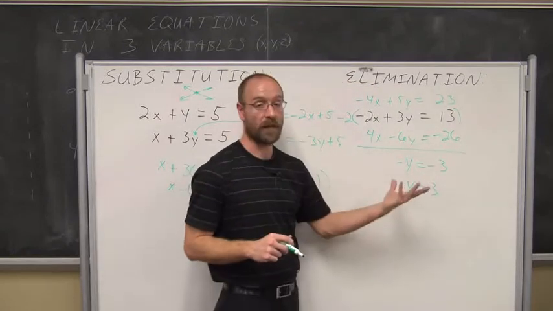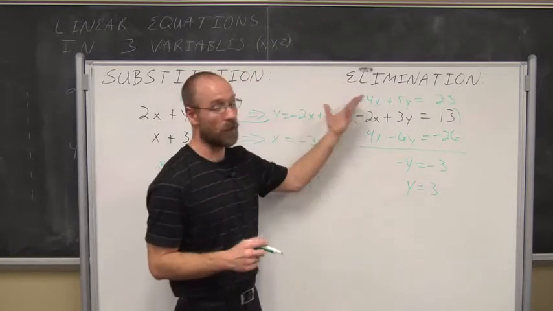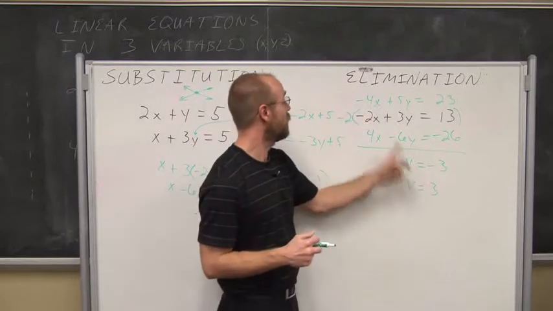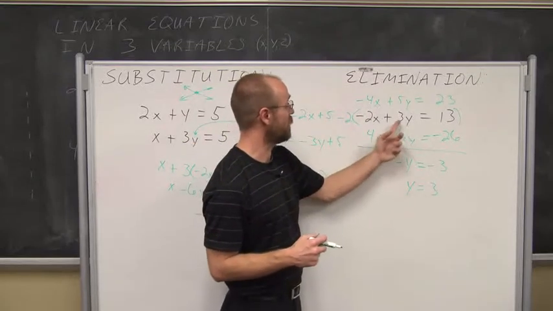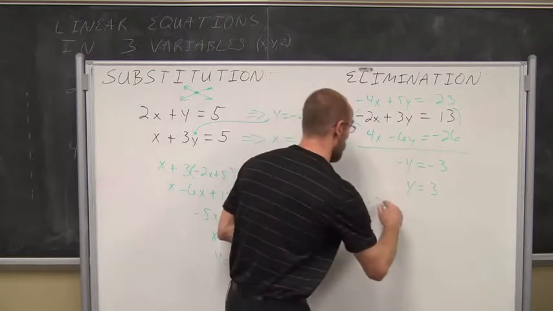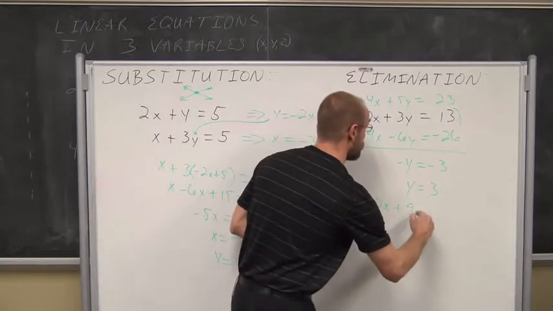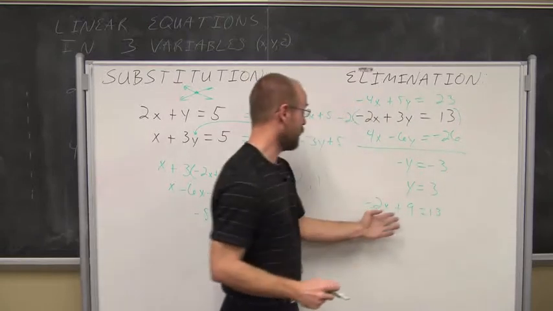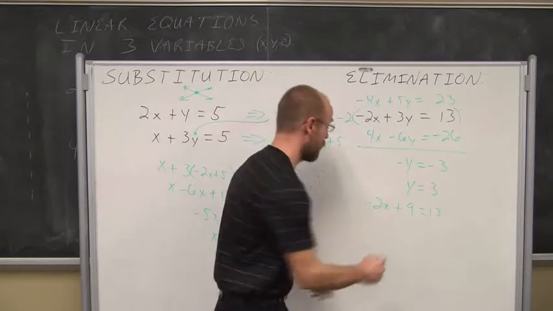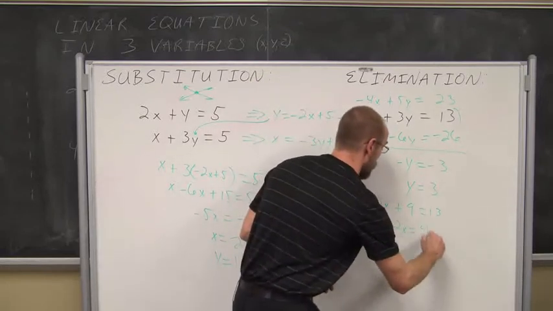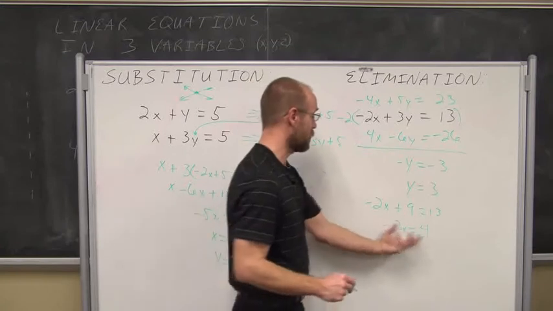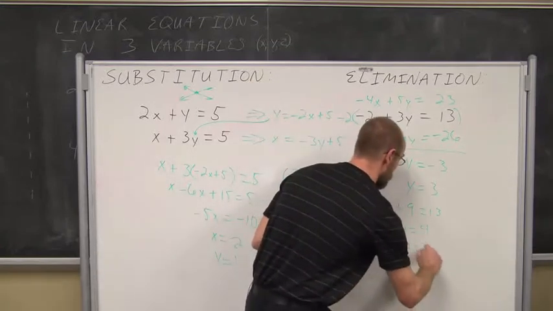Now, to find the x value, I can plug it into either one of my equations. It really doesn't matter. I can say, well, let's put the y in here. 3 times 3 is 9. Negative 2x plus 9 equals 13. And go ahead and solve for x. Subtract 9 from both sides. Negative 2x equals 4, divide by negative 2, x equals negative 2.